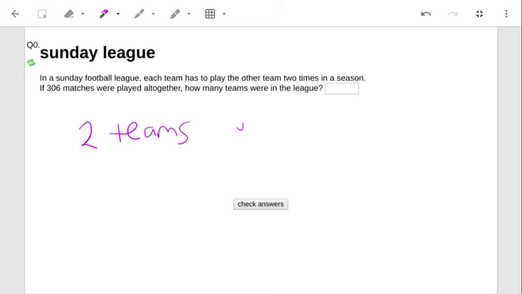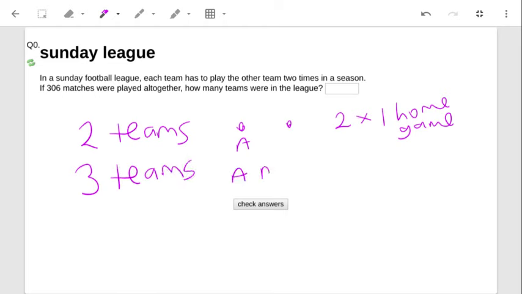Now with 2 teams, looking at this team here, Team A, they've only got one other team to play. So they'd only have one home game. So each team has 2 times 1 home game, and therefore there are only 2 matches when you have 2 teams in a league. Let's look at 3 teams.